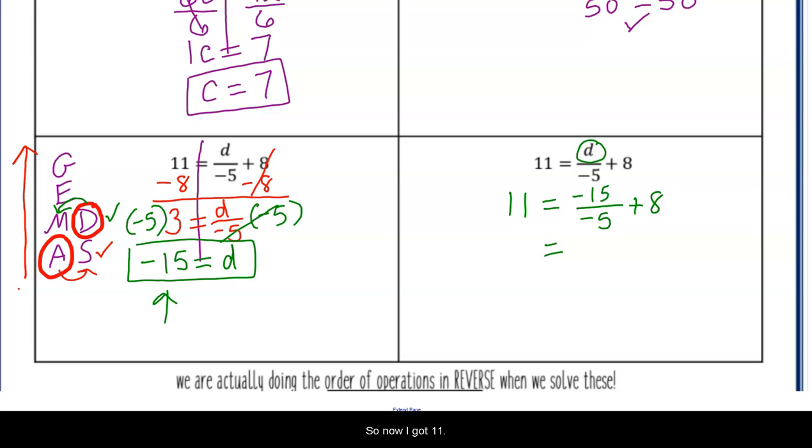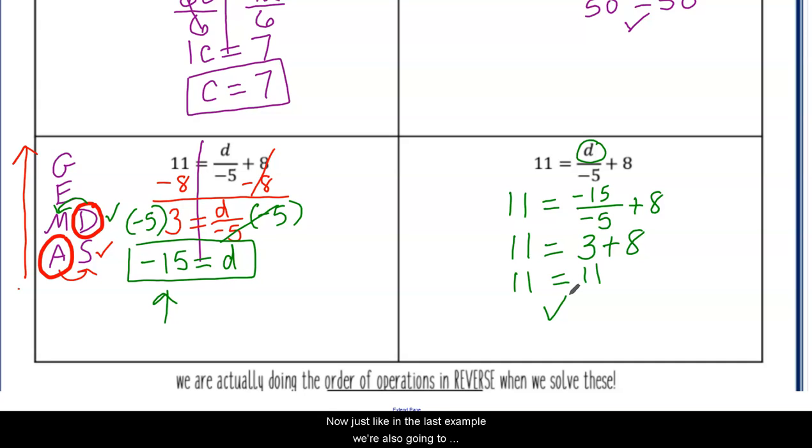So now I get 11. Negative 15 divided by negative 5 is 3 plus 8. And I'm trying to see if what I have on the right matches what I have on the left. So I'm just going to bring down the 11. 3 plus 8 is 11. So check. We solved it correctly.